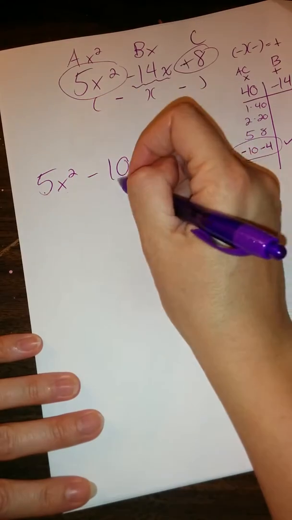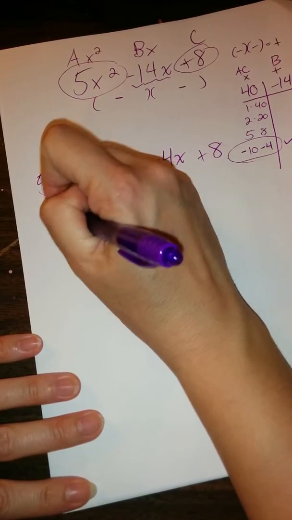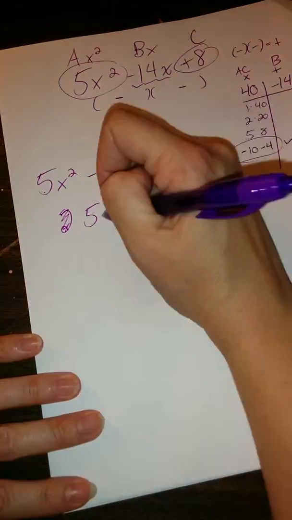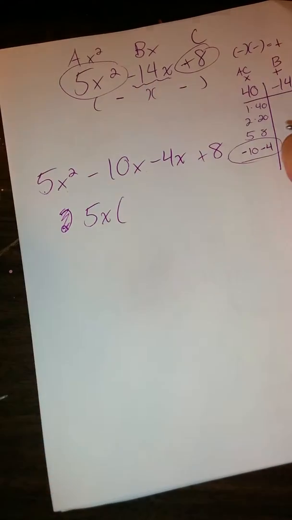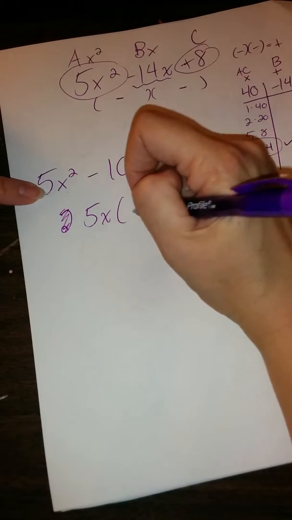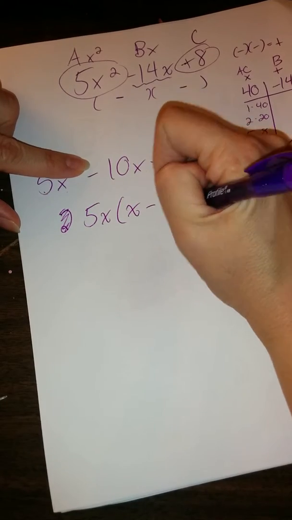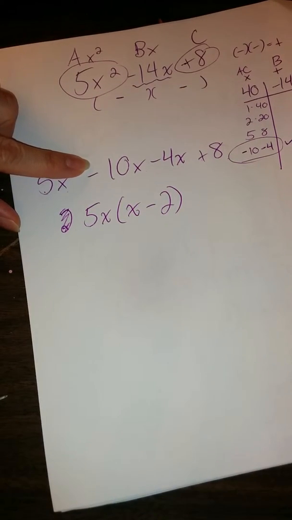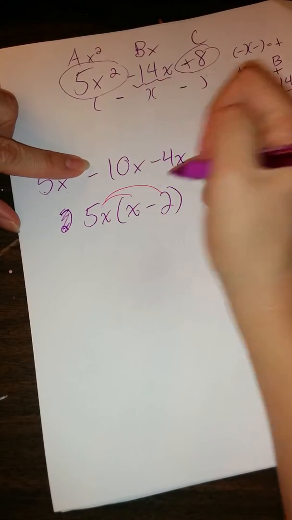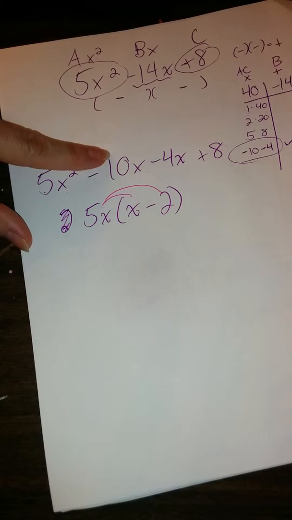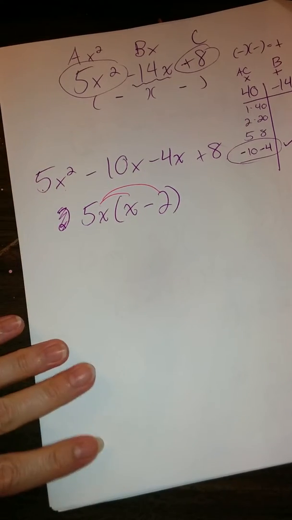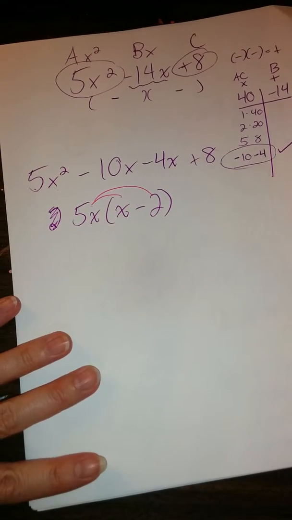Between the 5x squared and the negative 10x, they have, oops, let's try that again. We have 5 and x in common. When I take a 5 and an x away from the 5x squared and the 10x, that leaves me with x and a minus and a 2. Again, we can go back and check as I distribute here. 5x times x gives me 5x squared. 5x times negative 2 gives me negative 10x. Perfect. I have factored that out correctly.